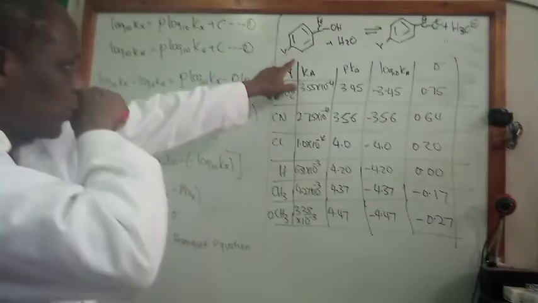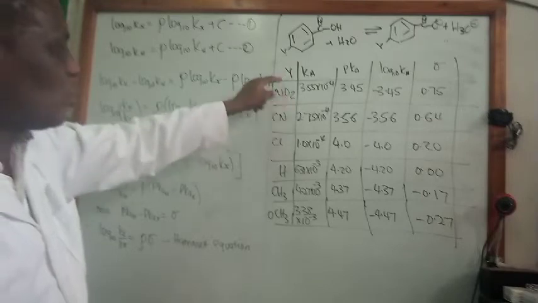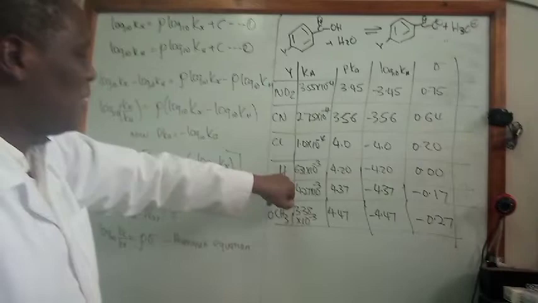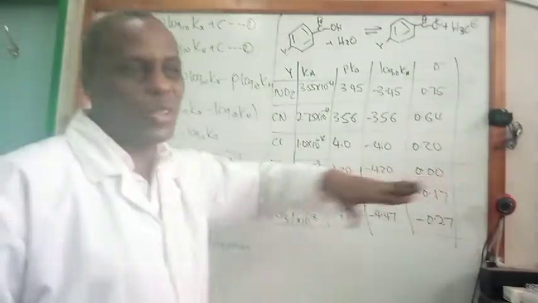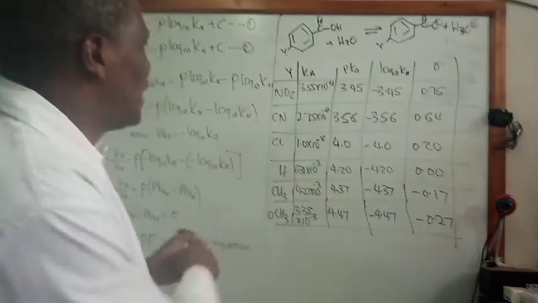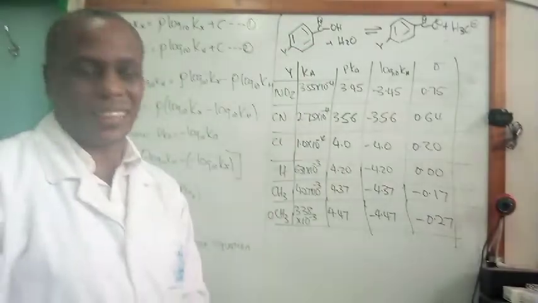So these are the various groups attached. There is the nitro group, there is the cyanide, there's the chloride. In this case, there is no substituent. This is the reference group. So in this case, it's telling you there is no substitution. I'm talking about benzoic acid.